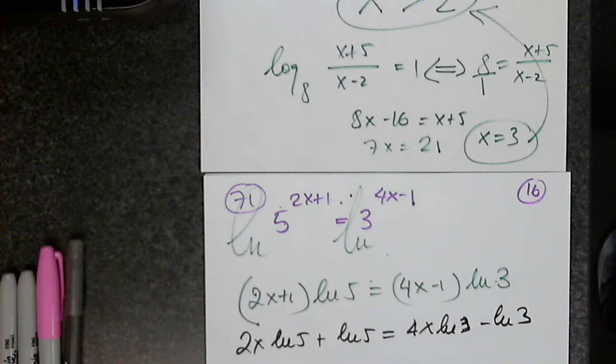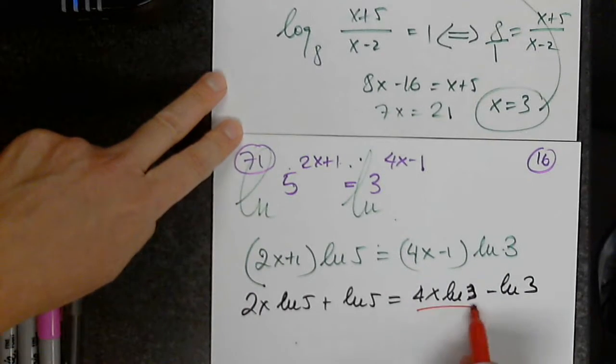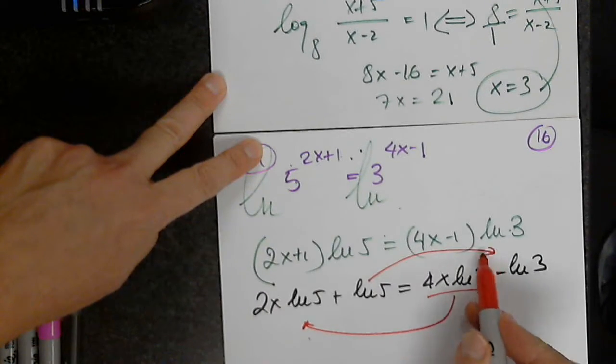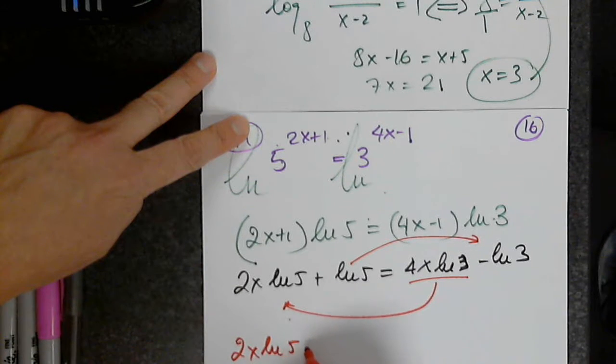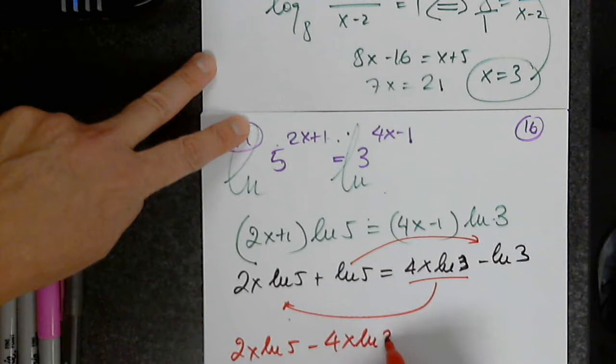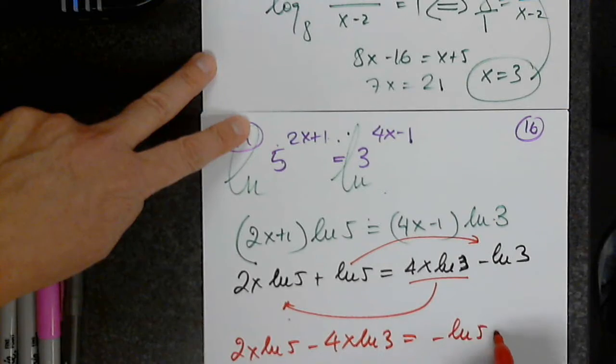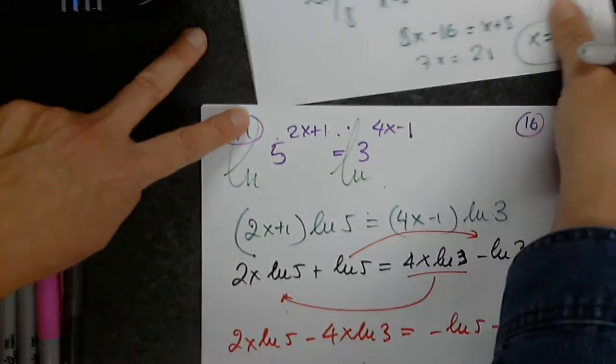Okay, what do I do next? I have to collect the terms with x on one side and the terms without x on the other. So 2x natural log 5 minus 4x natural log 3 equals negative natural log 5 minus natural log 3.